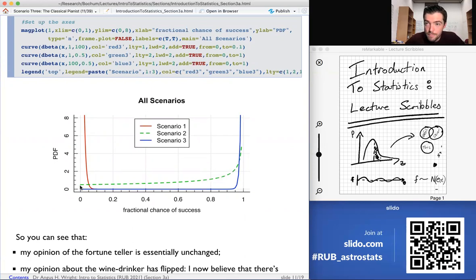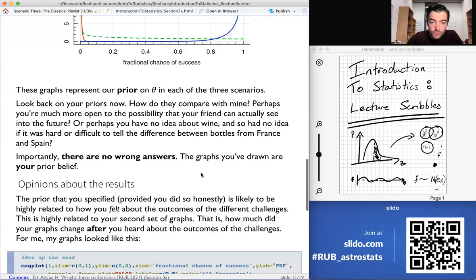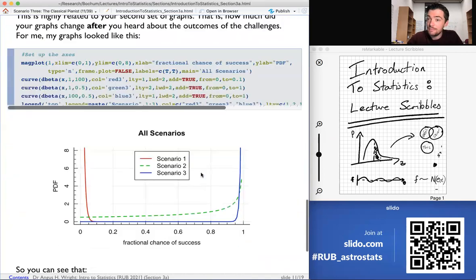Similarly, for the pianist, I started with already a very strong belief that this person was going to be telling the truth because I believed it from the beginning. And the observation of those 10 data that they got correct has only hardened my opinion, has made me much more confident that this person is telling the truth.